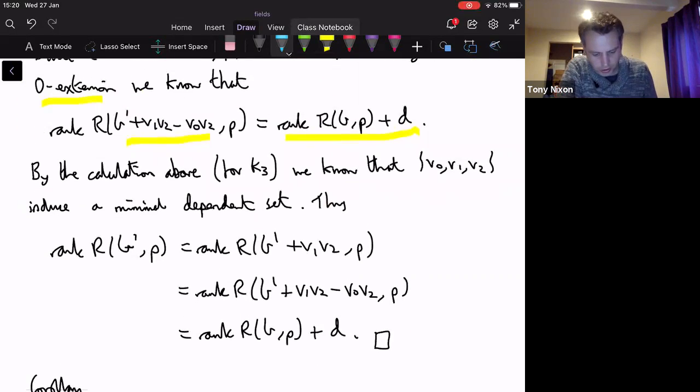So here's the calculation. As I said, this calculation we just did for K3 told us that our special realization of the vertices V0, V1, V2 gives us a minimal dependence set. Of course, a generic or general position realization of K3 is independent, so it wouldn't have worked in general. We'd have had to have found a different argument. But with the three vertices collinear, we found this minimal dependence set.